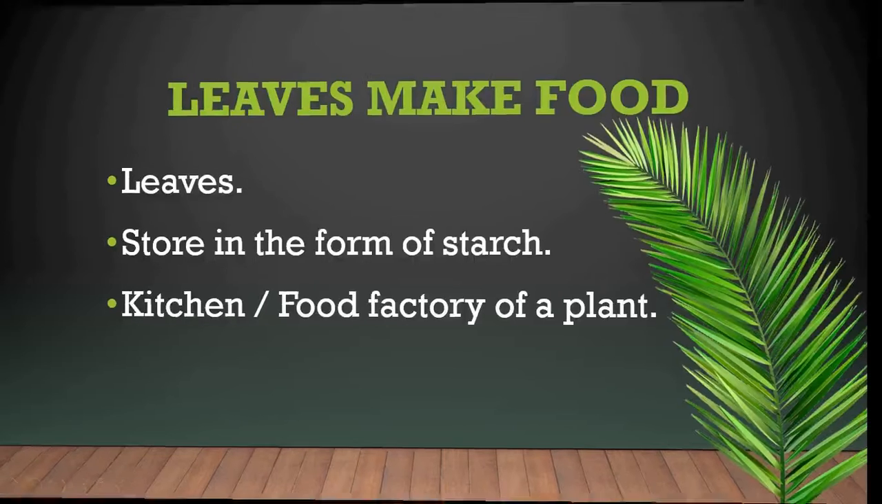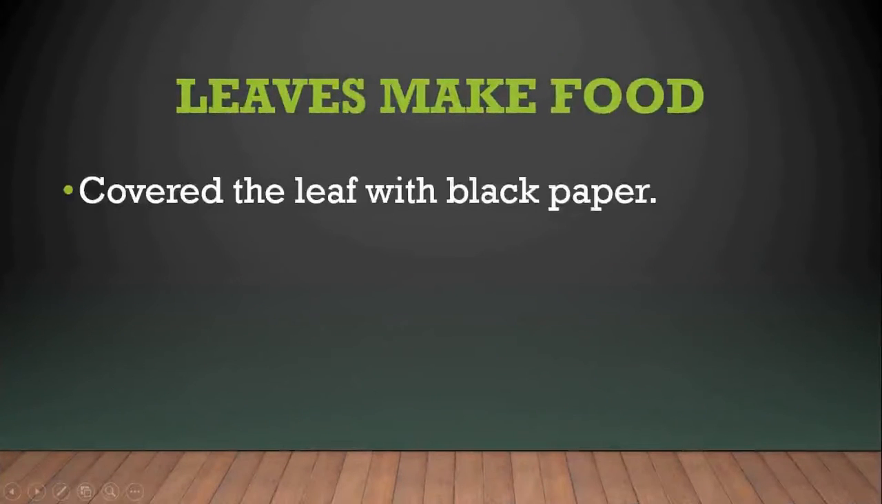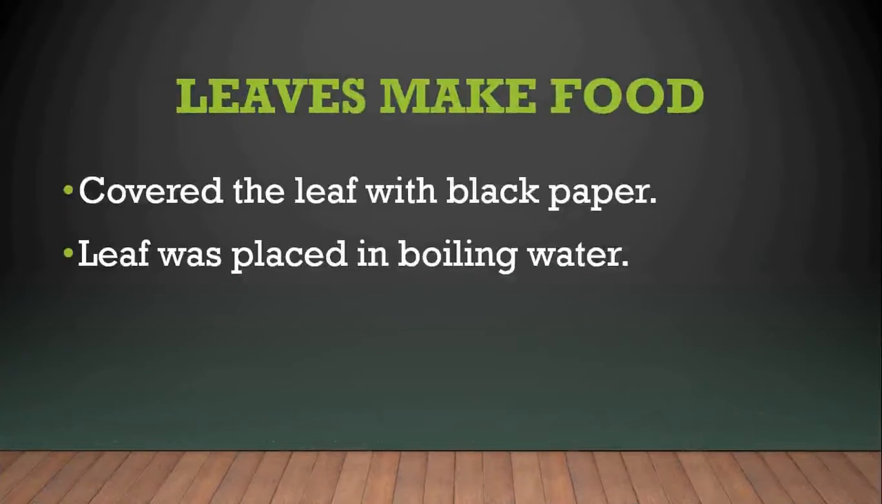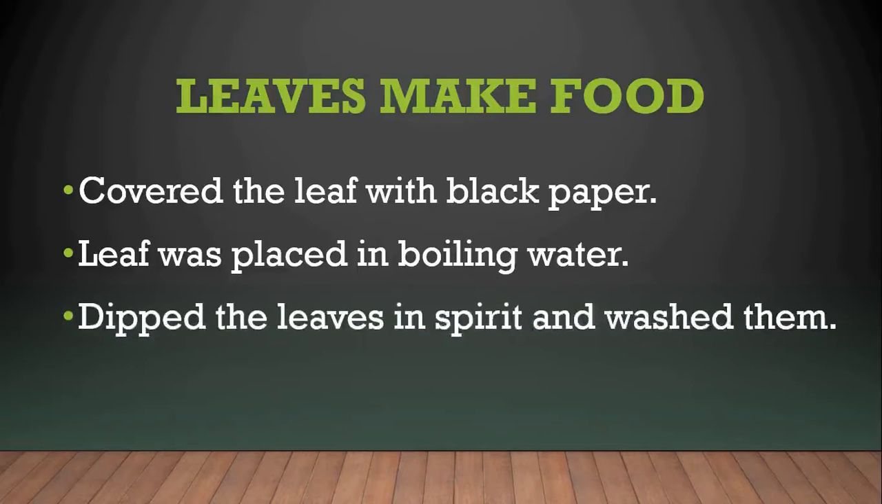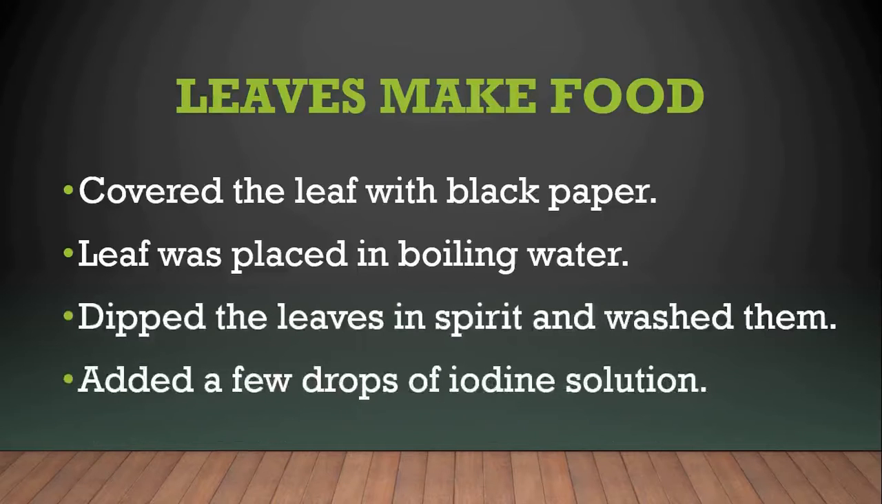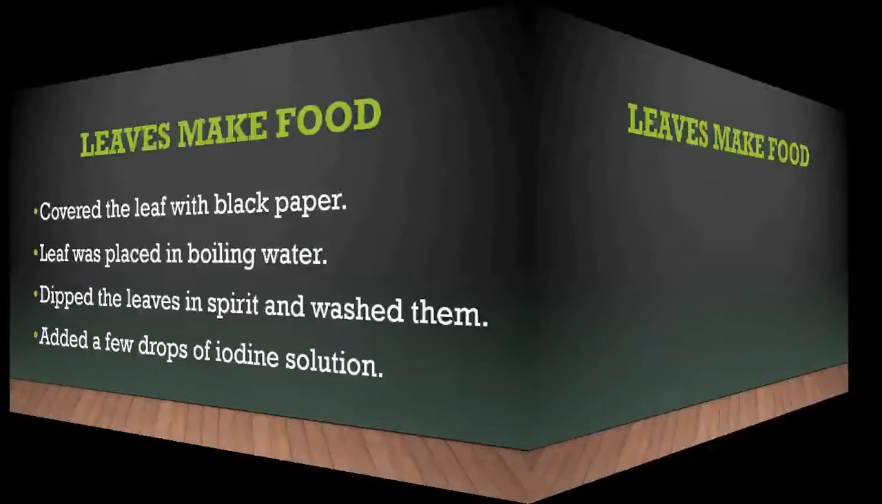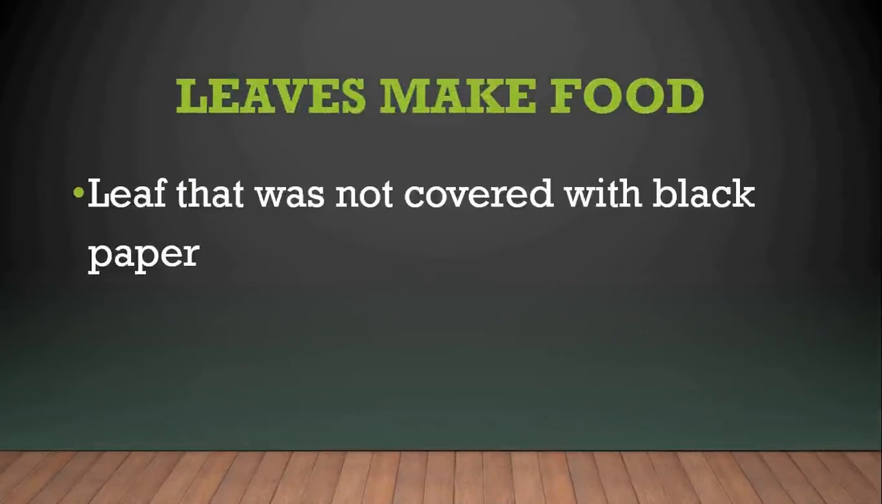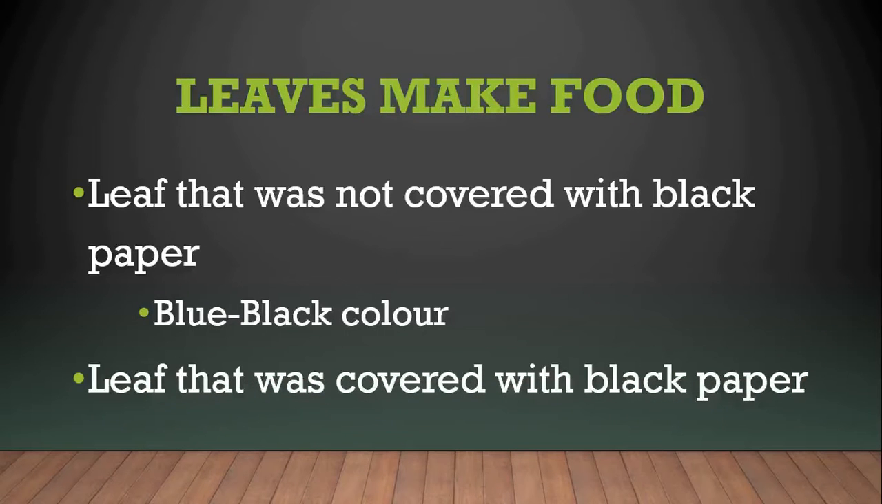In the demonstration video, first the leaf was covered with black paper for 4 or 5 days. Then the leaf was placed in boiling water. After that, it was dipped in spirit and washed. Then a few drops of iodine solution were added on the leaf. When the iodine solution was added, the part of the leaf that was not covered with black paper turned blue-black in color, and the part of the leaf that was covered with black paper did not change color.